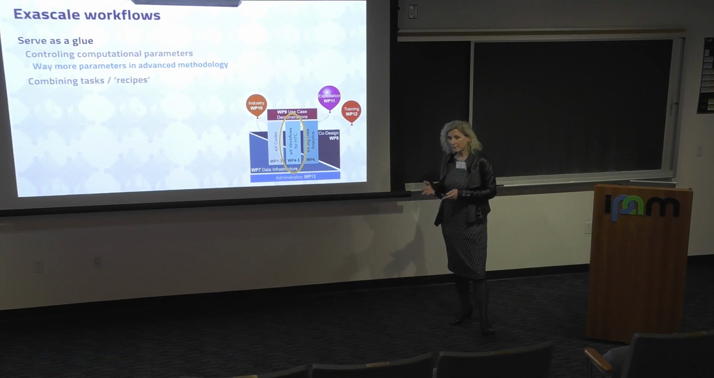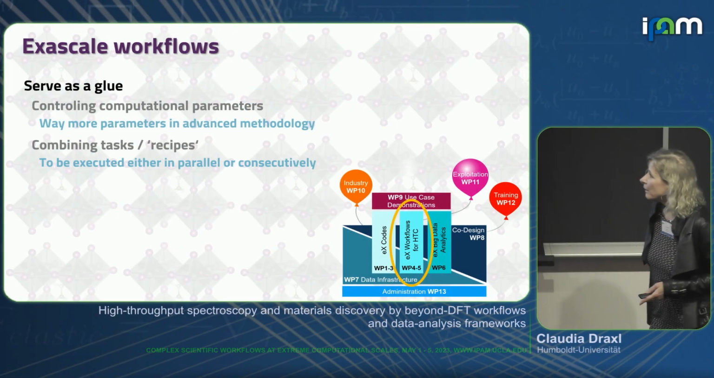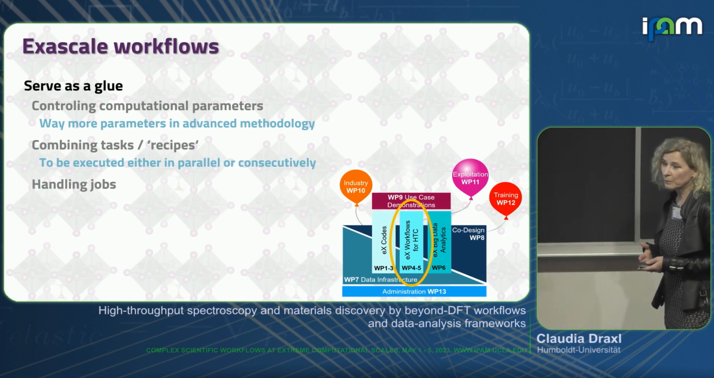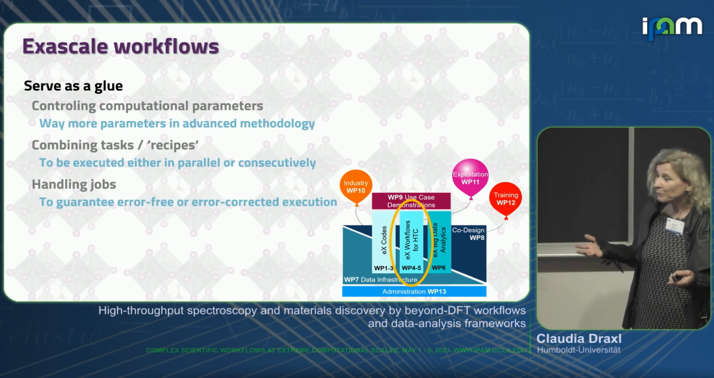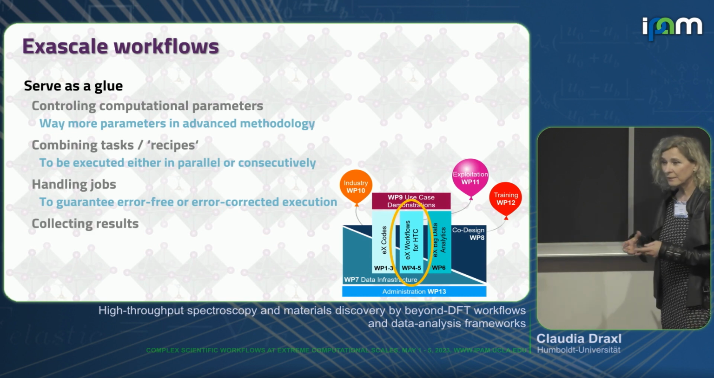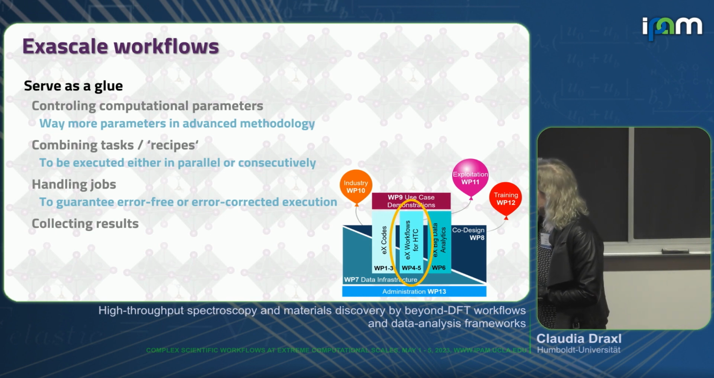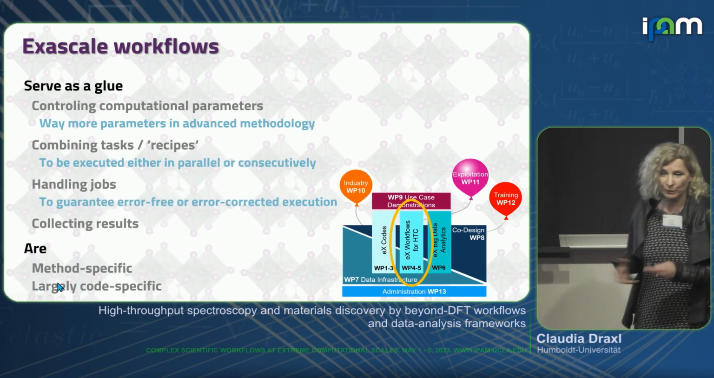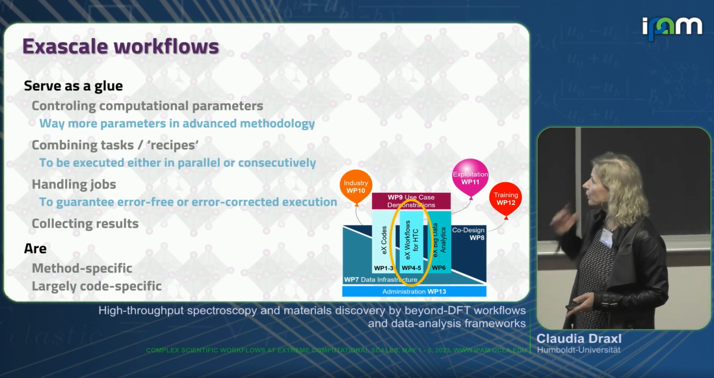Workflows also combine tasks or recipes together. They can then be executed either in parallel or one after the other. They handle the jobs, because in high-throughput initiatives we have to make sure that all the calculations that we start end somehow error-free or error-corrected. At the end, workflows also collect the results and the output files. Needless to say, these workflows are very much method-specific, and to a large extent also code-specific, because every developer implements things in a different way, and it depends very much on the code that you are using.